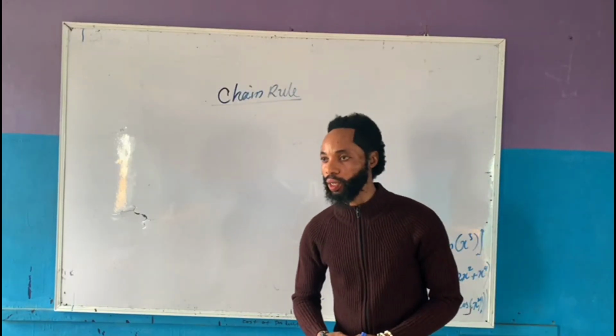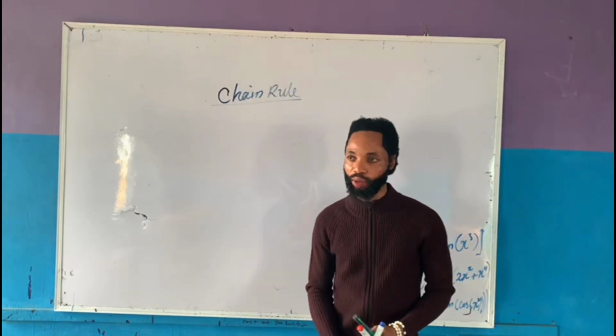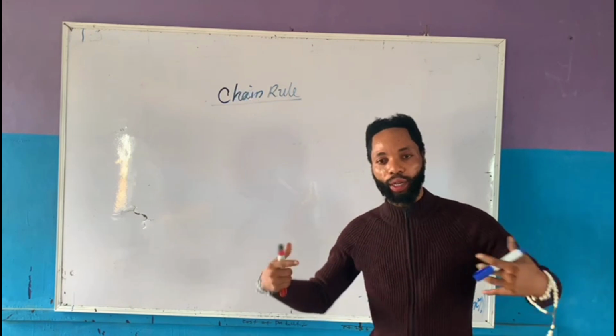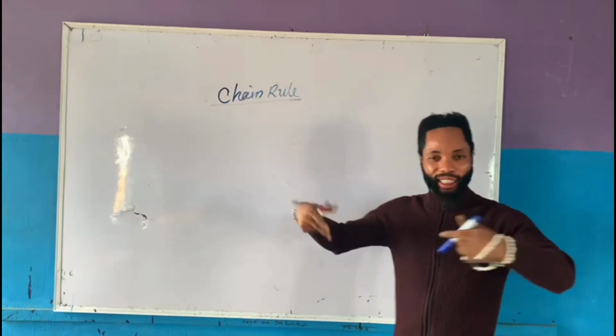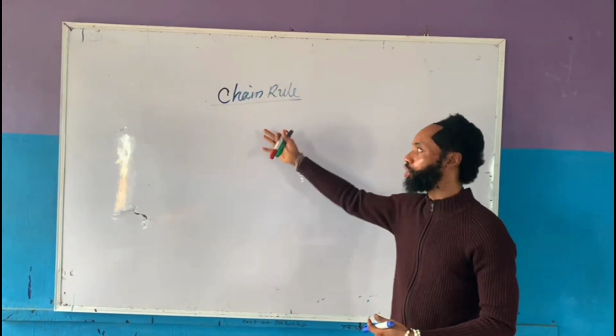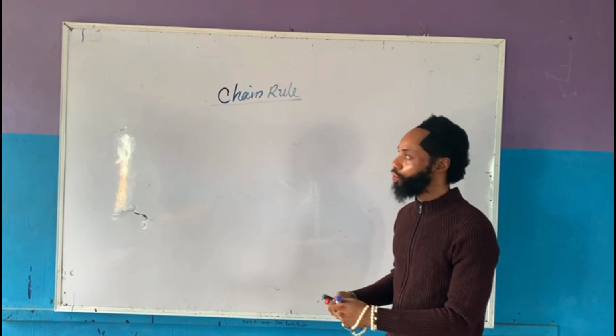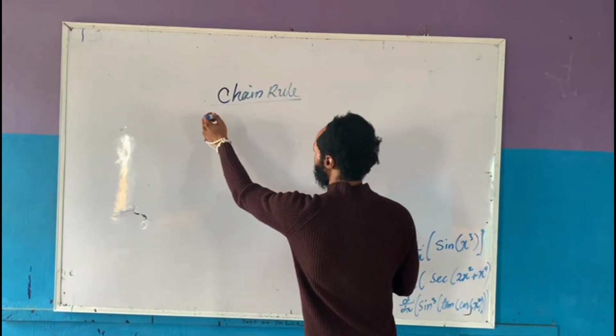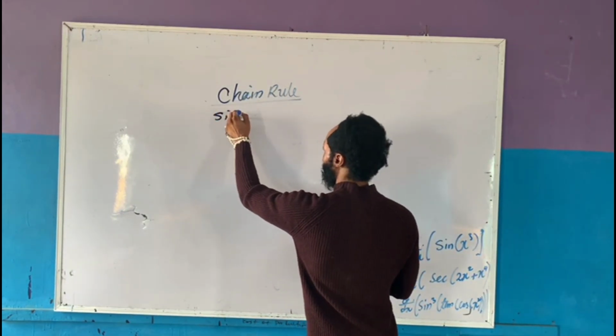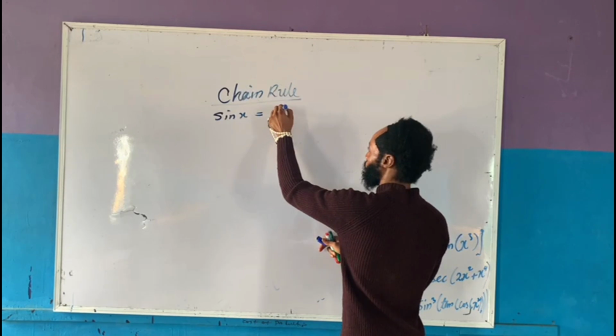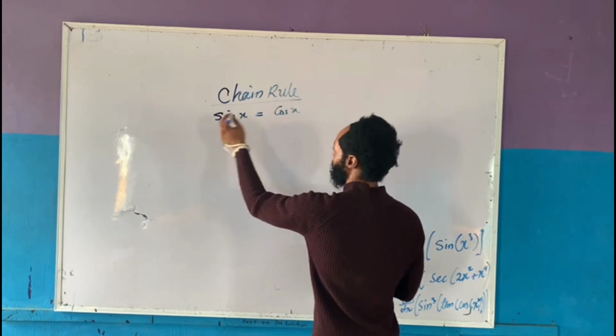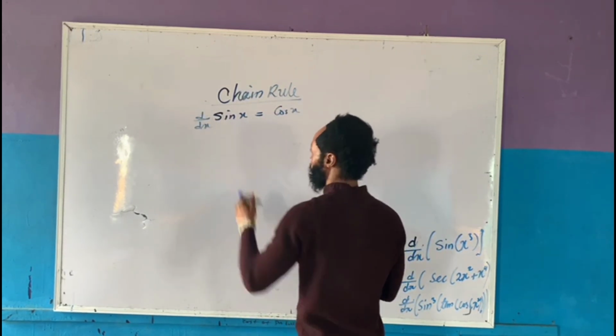Alright, so we will be looking at chain rule today. Chain rule talks about when one function is inside another. Now I'm going to use the trig values to explain chain rule. Remember, we said in our previous class that the derivative d/dx of sine x equals cos x.